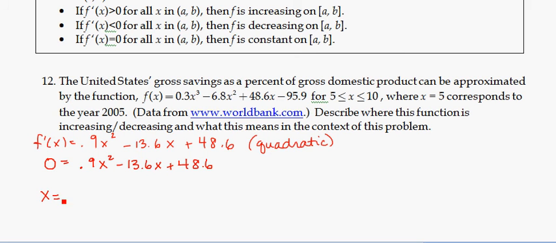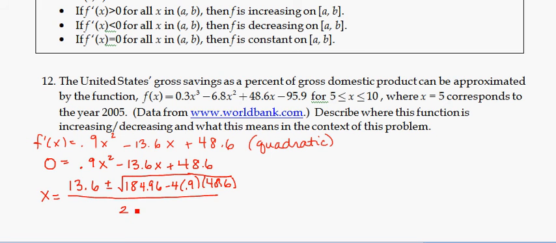So we would have negative b plus or minus the square root of b squared minus 4 times a times c, all over 2a, so 2 times 0.9. Okay, so we get two values. One is approximately 9.312, and the other one is approximately 5.79. We'll go with 9. Close enough.